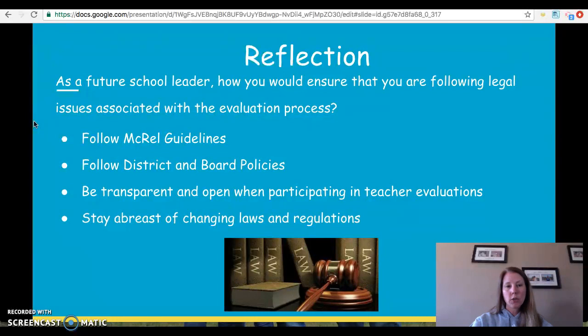Reflection: as a future school leader, how would you ensure that you are following legal issues associated with the evaluation process? I would make sure that I'm following the McREL guidelines or whatever evaluation tool the school district is using. I would follow all district and board policies. I would be transparent and open when participating in teacher evaluations, make sure that I'm fair to all teachers, and I would stay abreast of changing laws and regulations.